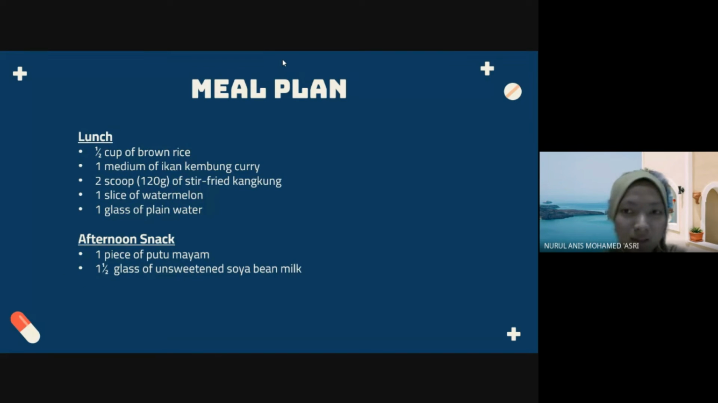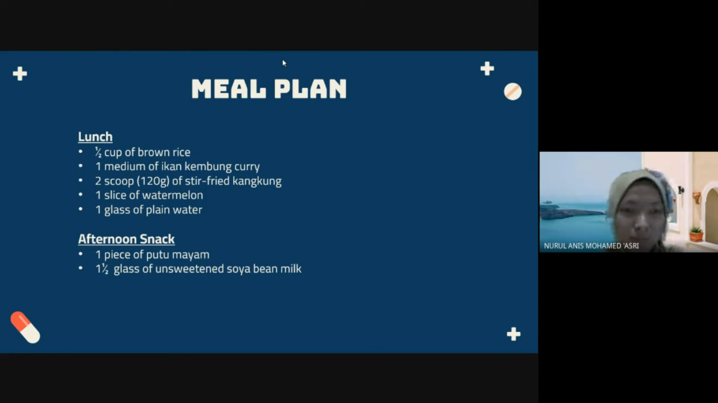Next, for lunch, he should consume half cup of brown rice, 1 medium ikan kembung kari, 2 scoop, which is 120 gram, of stir-fried kangkong, 1 slice of watermelon, and 1 glass of plain water. While for afternoon snack, 1 piece of putu mayam and 1.5 glass of unsweetened soya bean milk.